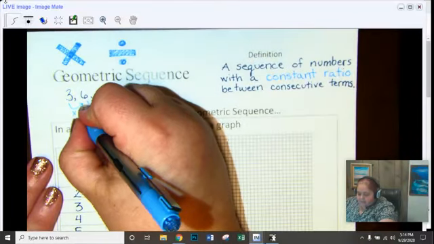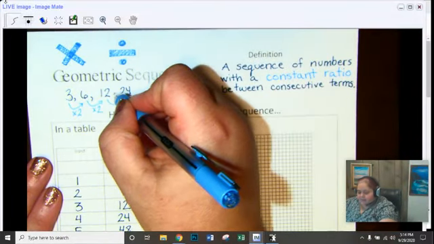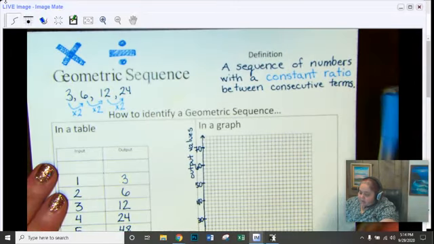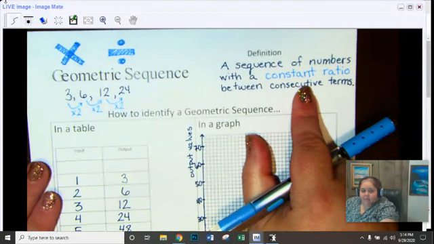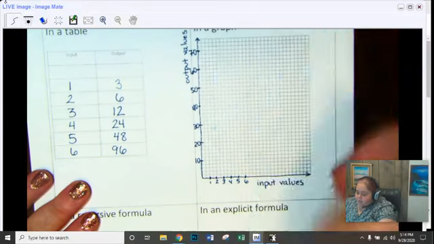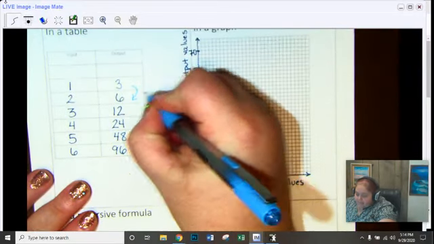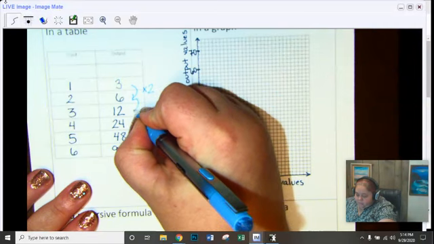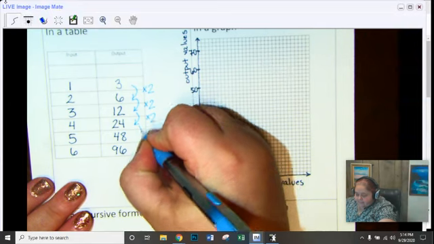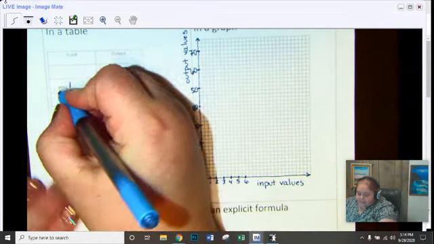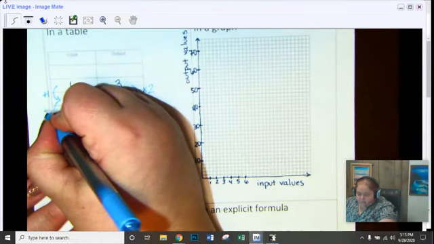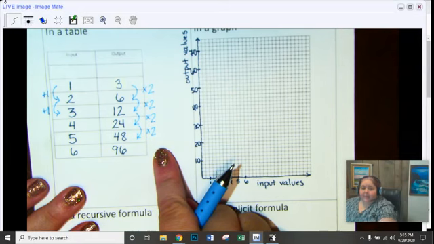So if we take 3 and we multiply it by 2, we get 6. Multiply it by 2, we get 12. Multiply it by 2, we get 24. So we have this constant ratio of multiplying by 2. So when you're looking at a table, you're looking for that same pattern. You're seeing the times 2, times 2, times 2 for each one of these. And if you wanted to check this side, they're always plus 1. So they're just going up 1, but this side is increasing by times 2.